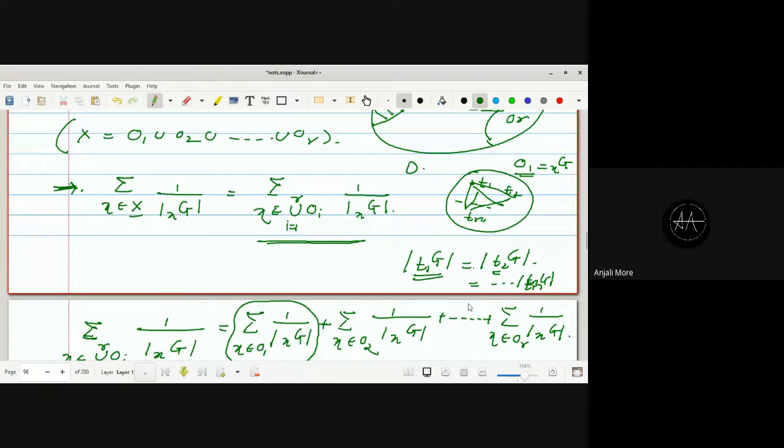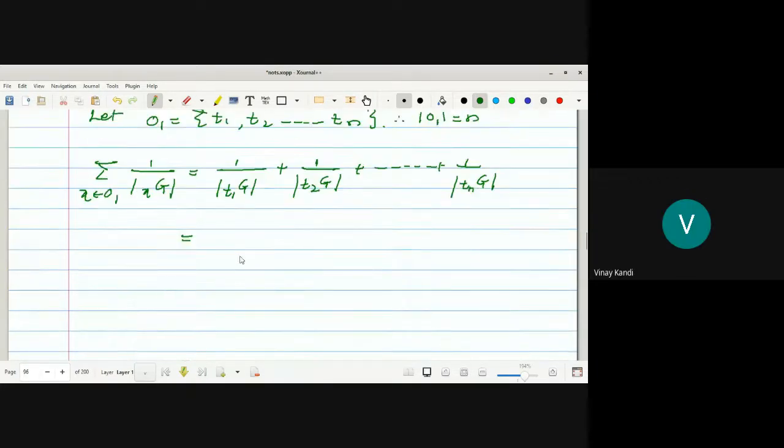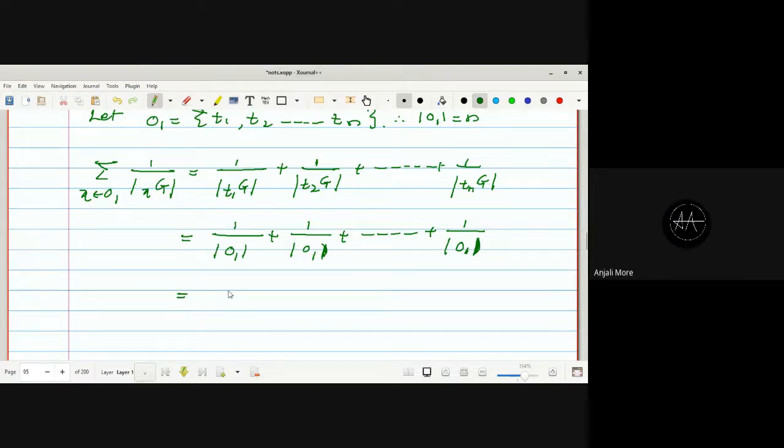Yes, sir. Okay, so that is equal to 1 upon order of T1g, which is nothing but order of O1. Order of T2g is equal to order of O1 again, plus up to so on order of Tng is nothing but order of O1. Is it correct? Yes, sir. What is order of O1? n. Up to so on. How many times? n times, right? It has come n times, right? Yes, sir. 1 upon n, 1 upon n, 1 upon n up to so on.